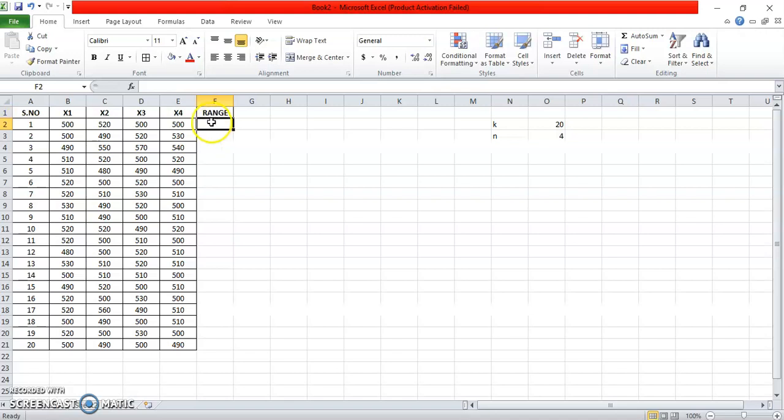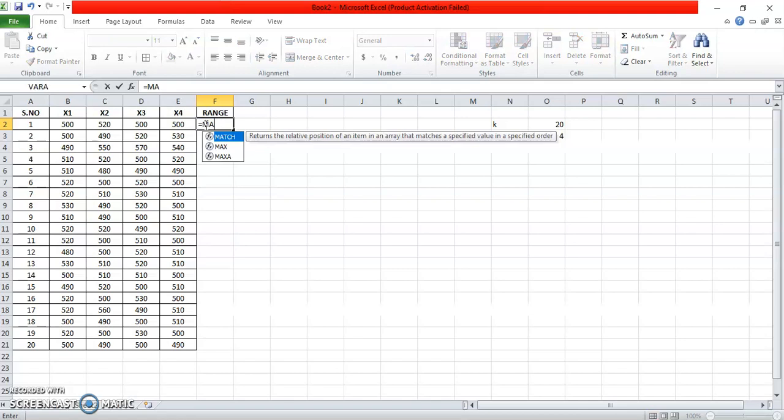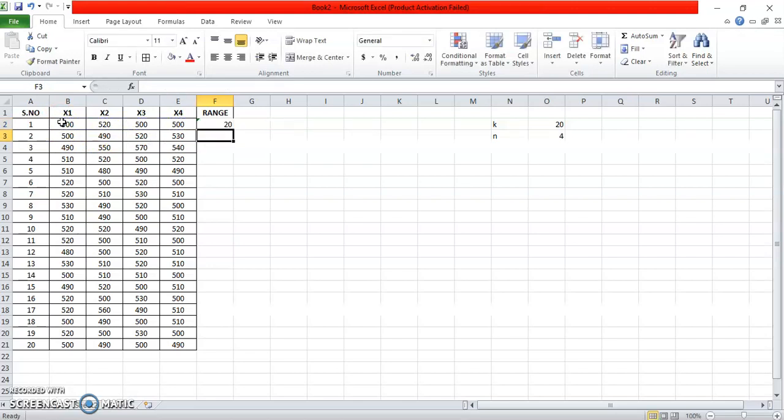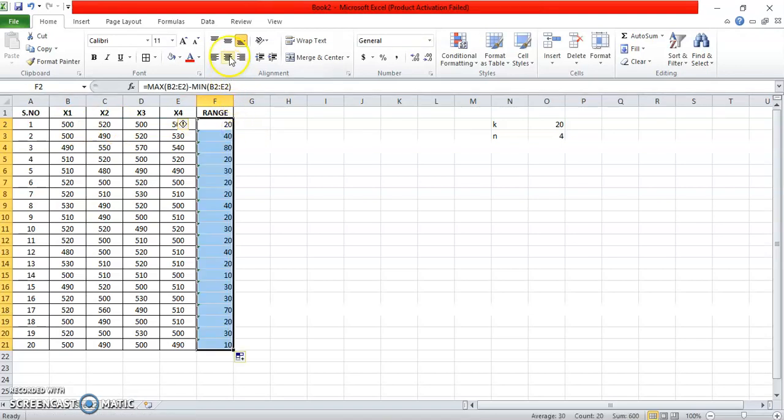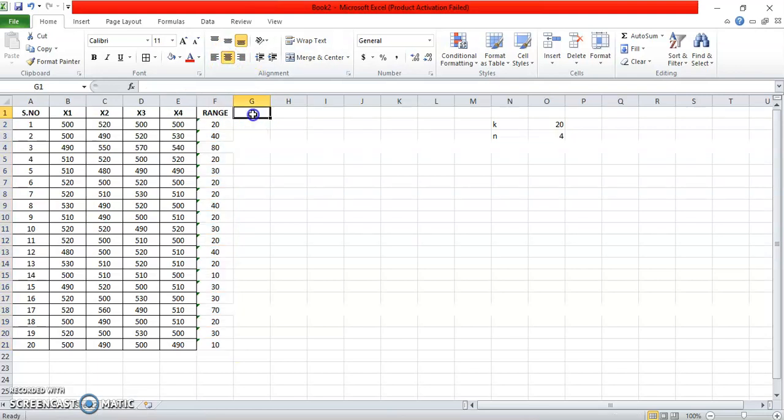We have also explored how to find out the range. Range is basically using the formula for maximum, selecting the first 4 observations, minus the minimum, again for the first 4 observations. So here we'll be able to find out the range values. So this way we were able to find out the range for the first sample, and this way for the rest of the samples.